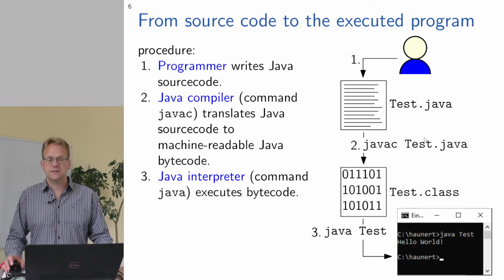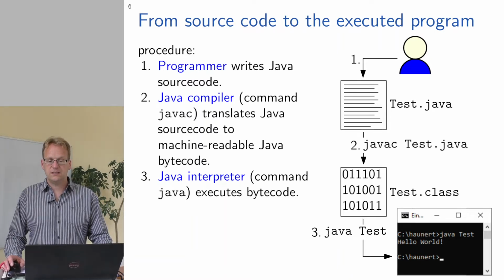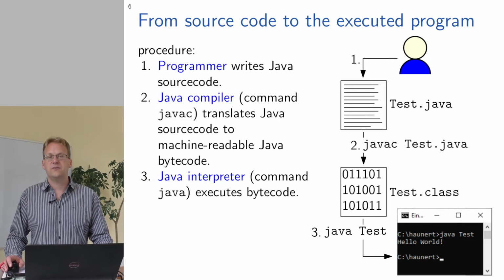What is happening then is that the Java compiler translates your source code to what is called machine-readable Java bytecode. So if you open such a bytecode, it's not really understandable to humans, but it's useful for the machine, for the interpreter to execute your program. And that is then the next step. You want to run your program. That is happening with the Java interpreter, with the command java. There you need to specify the name test without the file ending actually. And then you see, okay, now the program is executed.